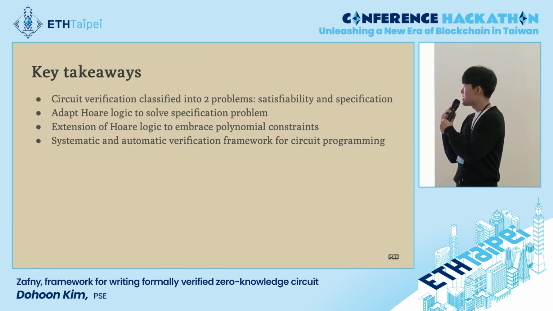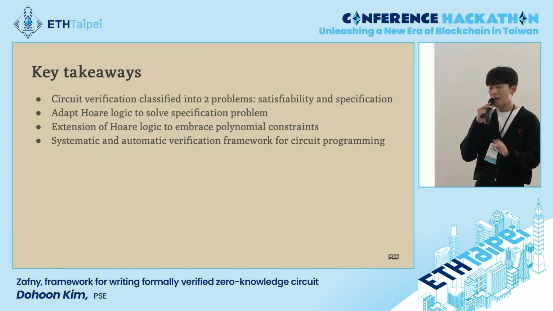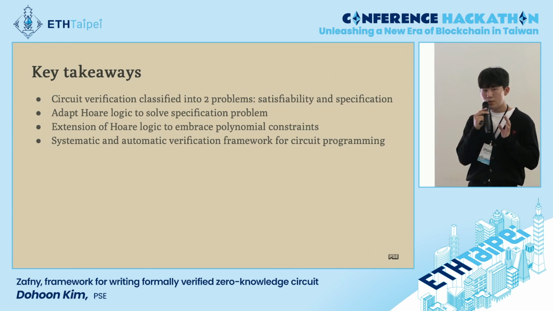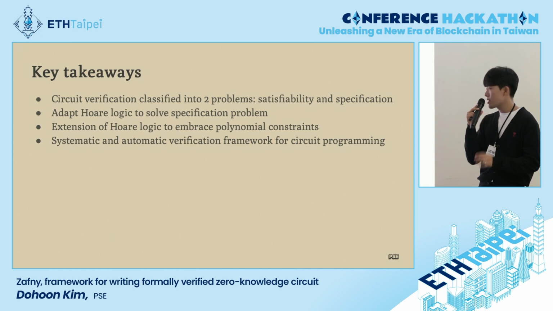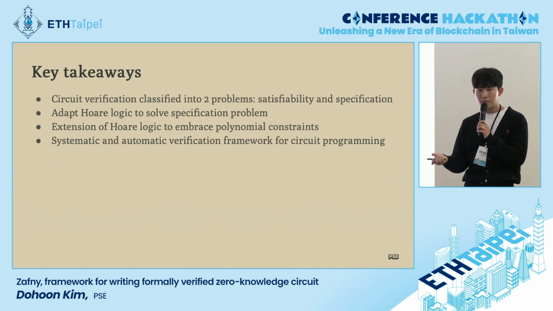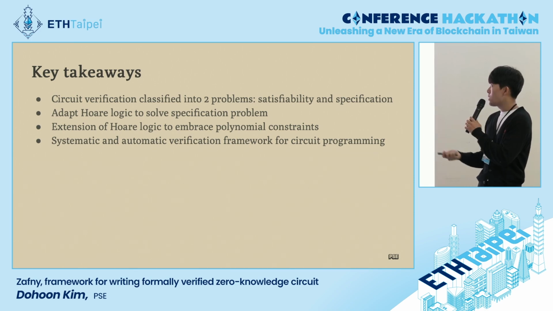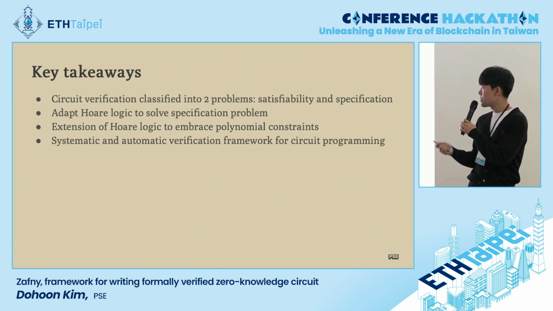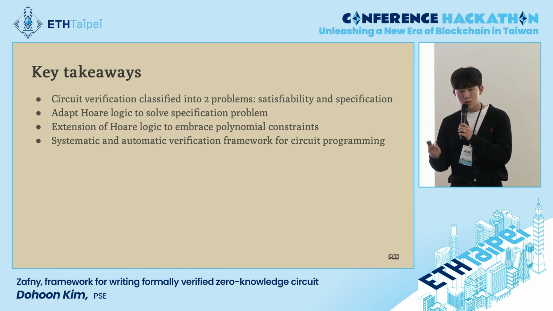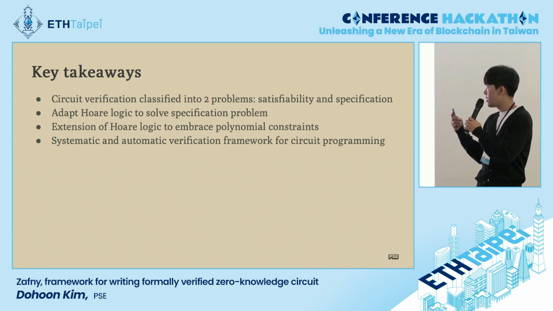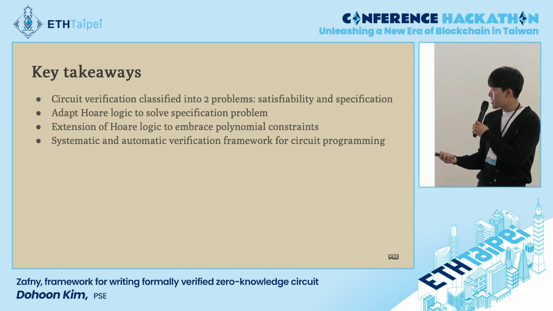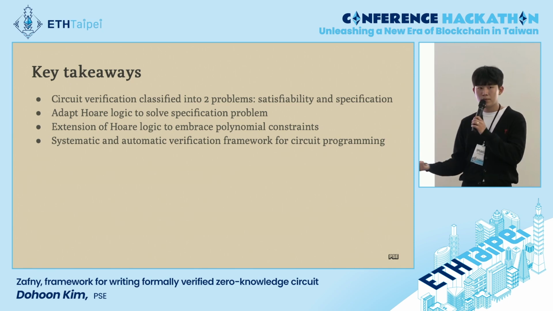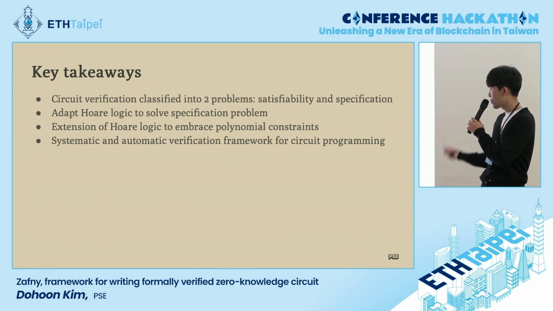The key takeaway is that now we can classify the circuit verification problem into two problems. One is the unique satisfiability problem, and the second one is the specification problem. We can adapt Hoare logic to solve these kinds of specification problems. So we extended the Hoare logic to embrace polynomial constraints. And we also proposed a new systematic and automatic verification framework for circuit programming based on Hoare logic.